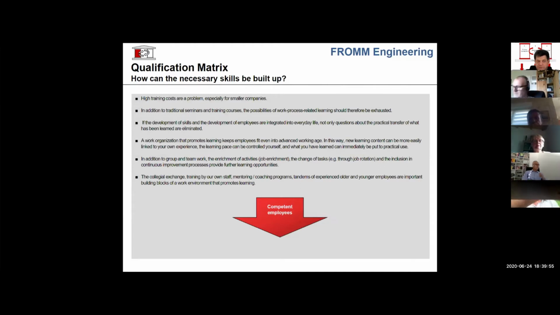Then how can these skills be built up? Okay, high training costs are a problem, especially for smaller companies. We discussed it before, Michael. This is something which is easygoing. So, for example, for the guys in Slovenia, I'm working 4 hours per week. So they pay per month 2 days. For me, it's easy, and then I train the guys. Normally, they have to pay when they send 2 guys for training lessons. They can train more or less 20 people in 1 month. So this is a very, very good form.